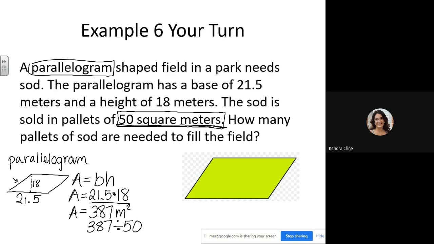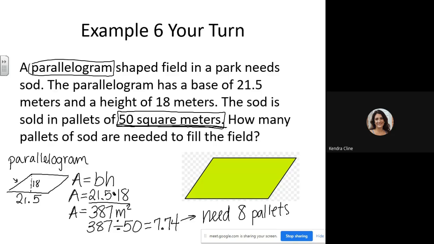So what I'm going to do is that division, and I get 7 and 37/50. Well, what about if they won't let me buy partial pallets? They're not going to let me buy 37/50 of a pallet. So I'm going to say, okay, I need 8 pallets, and then I'm just going to have some left over. So I'm going to round up in that instance when they're only letting me buy so much. So that's it for our notes today.